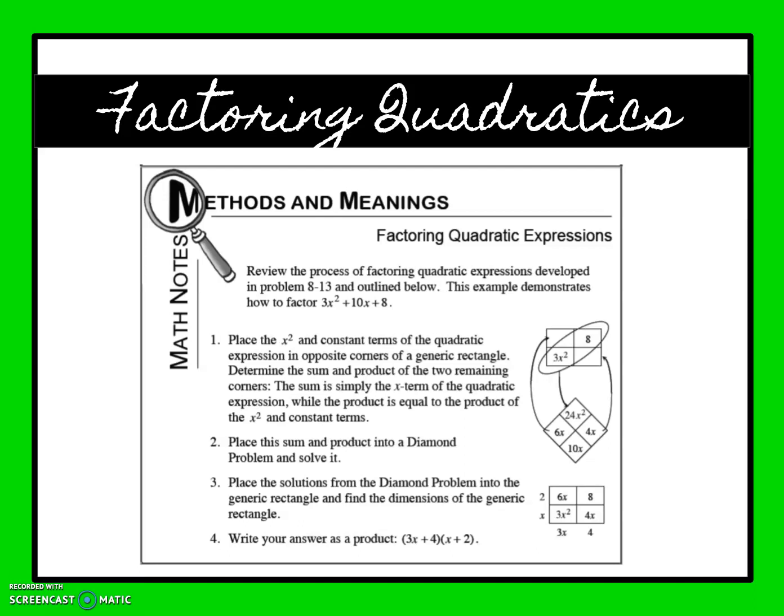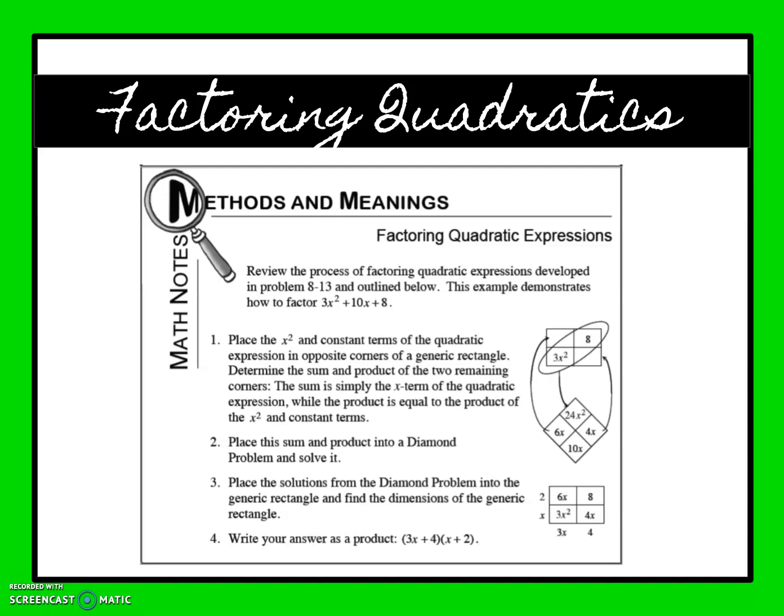We place the x squared and constant terms of the quadratic expression in opposite corners of our generic rectangle. We determine the sum and product of the two remaining corners. The sum is simply the x term of the quadratic expression, while the product is equal to the product of the x squared and constant terms. We placed the sum and product into a diamond problem and solved it. And then we placed the solutions from the diamond problem into the generic rectangle to find the dimensions of the generic rectangle. And finally, we wrote our answer as a product.